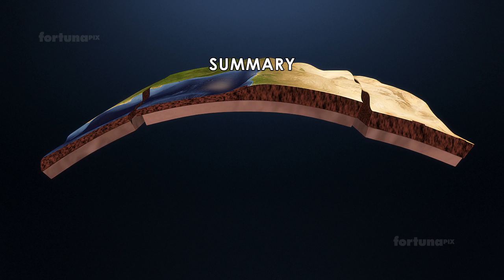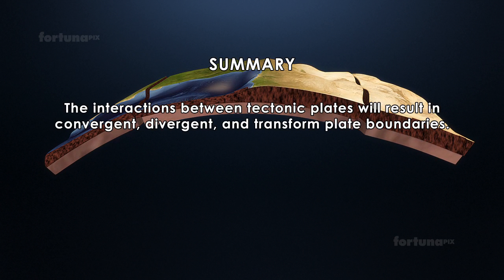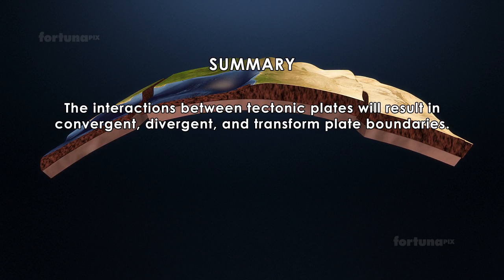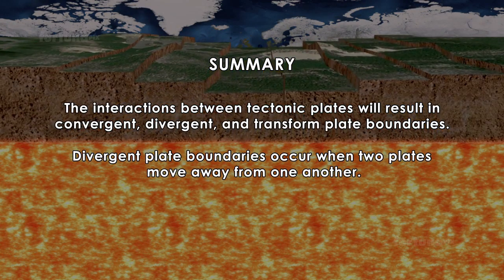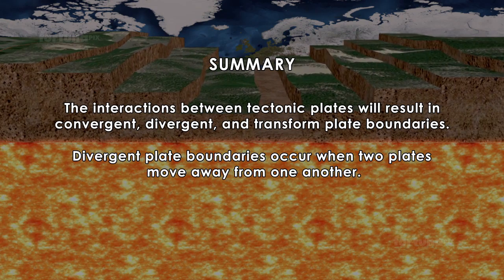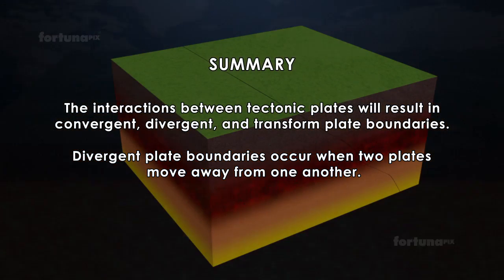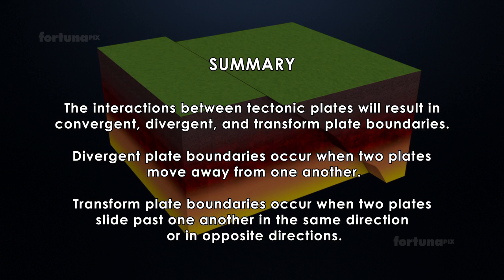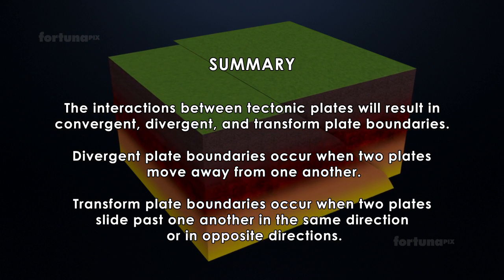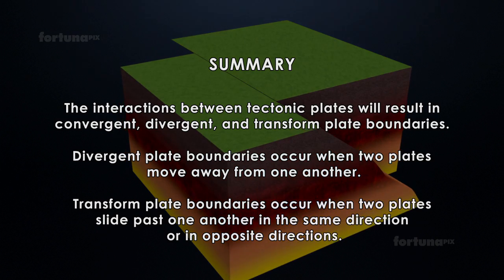Summary: the interactions between tectonic plates will result in convergent, divergent, and transform plate boundaries. Divergent plate boundaries occur when two plates move away from one another. Transform plate boundaries occur when two plates slide past one another in the same direction or in opposite directions.